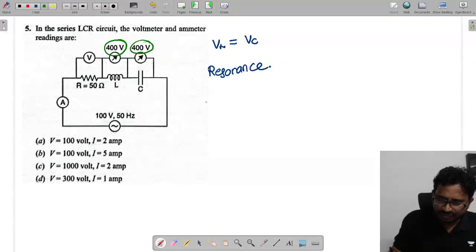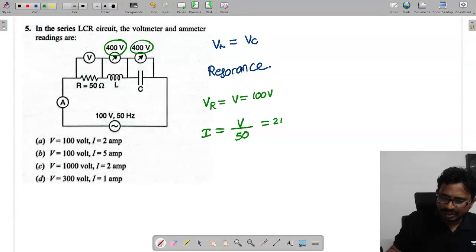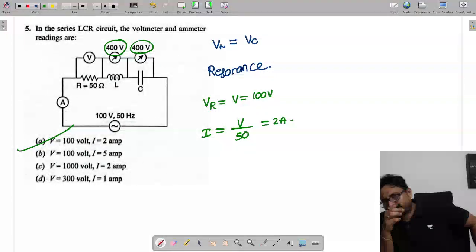So this is the supply voltage V. VR is equal to V only, so VR is the supply voltage, 100 volts. The current is V by R, that is 100 by 50, so it comes as 2 amps. Option A.